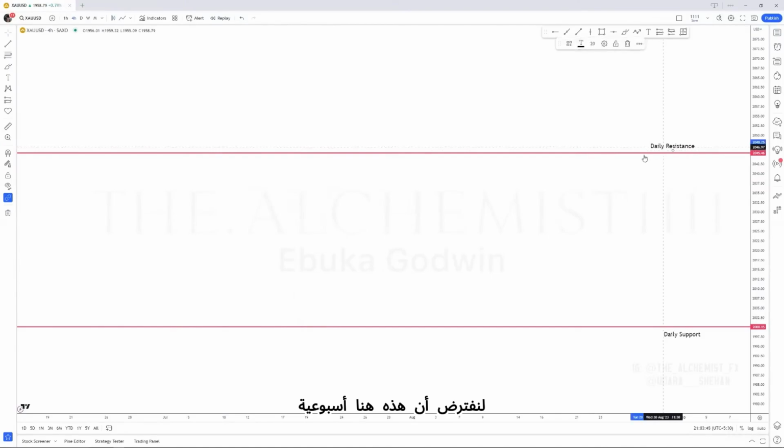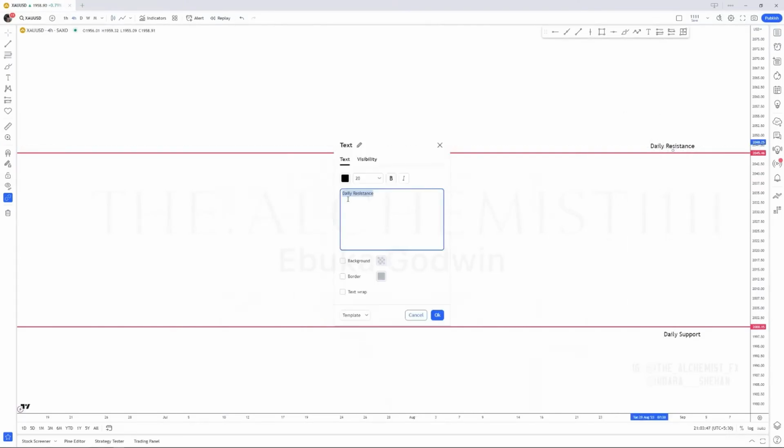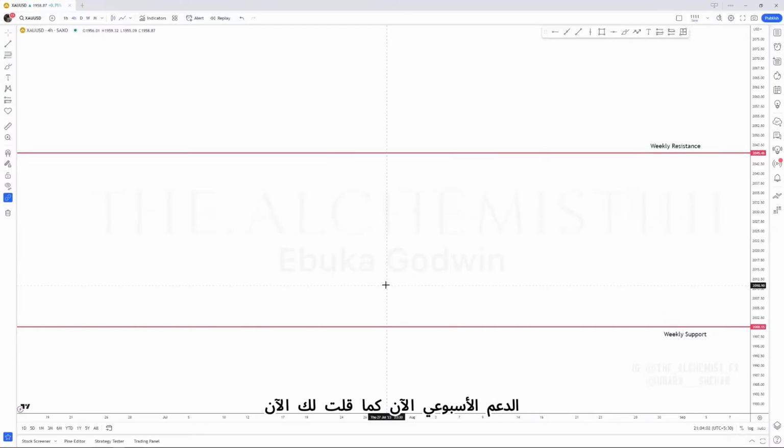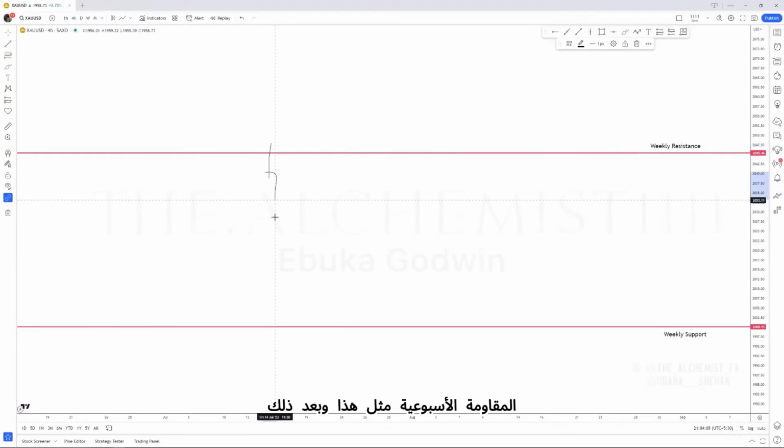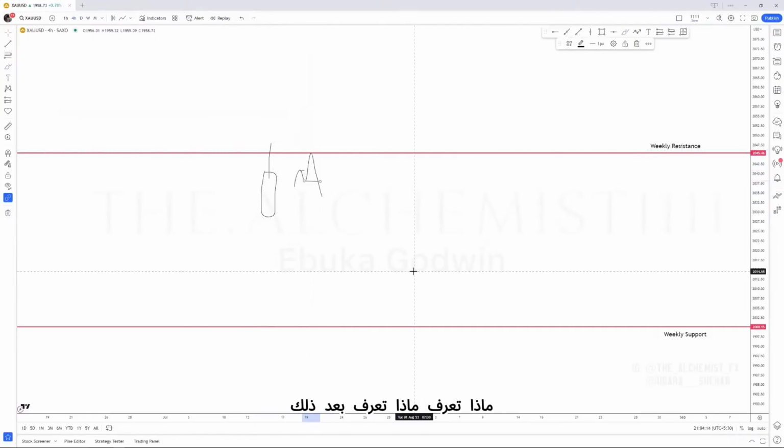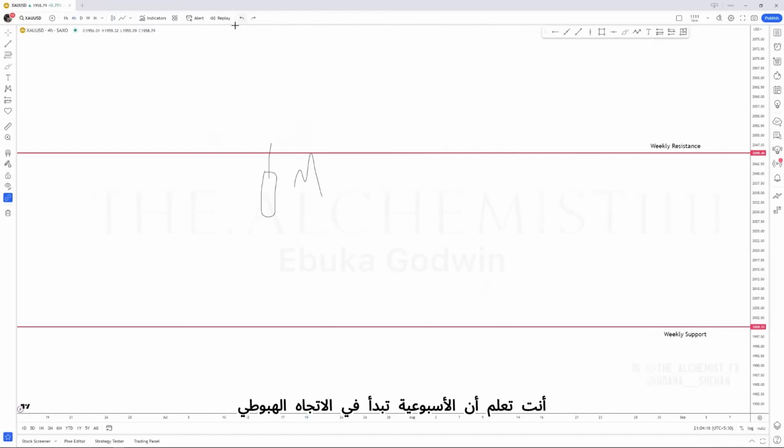Let's say this right here is a weekly resistance, and this right here is a weekly support. Now, like I told you, let's just say weekly has rejected a weekly resistance like this, and then daily gives you a bearish breakout. Then what do you know? Then you know that weekly has started a bearish storyline, right?